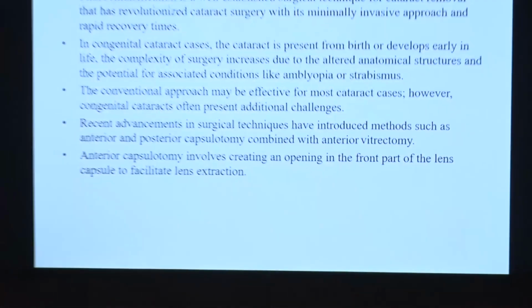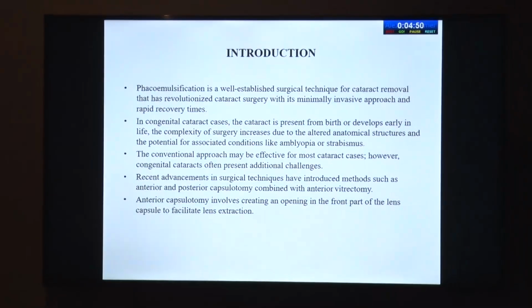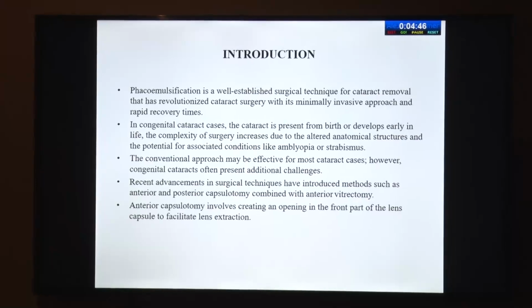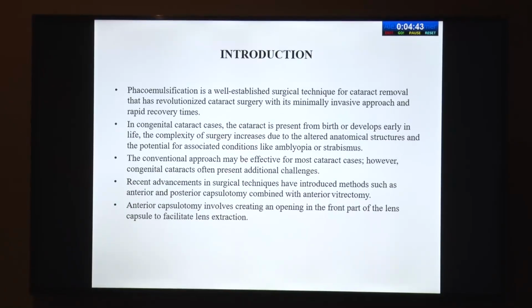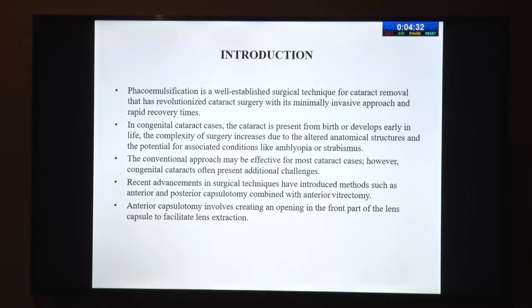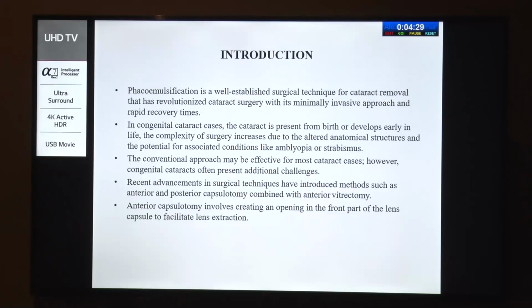Good morning, everyone. My topic is comparison of conventional versus capsulotomy with anterior vitrectomy in congenital cataract. In the introduction, phacoemulsification is a well-established surgical technique for cataract removal that has revolutionized cataract surgery with its minimally invasive approach and rapid recovery time. In congenital cataract cases, the cataract is present from birth or develops early in life, and the complexity of the surgery increases due to the altered anatomical structure and the potential for associated conditions like amblyopia and strabismus.